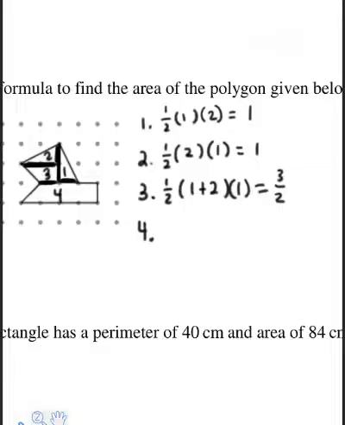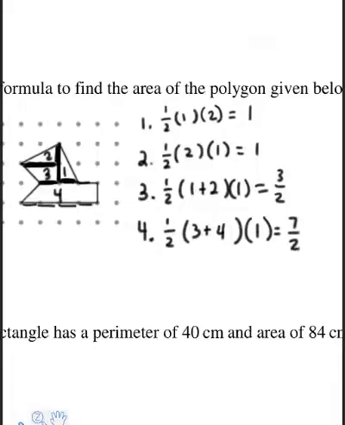And then for the fourth trapezoid, 1/2, and then sum the two bases. We have 1, 2, 3, 4. 1, 2, 3. So 3 plus 4 multiplied by the height. So this is 3 plus 4 is 7. 7 times 1 is 7. 7 times 1/2 is 7/2.